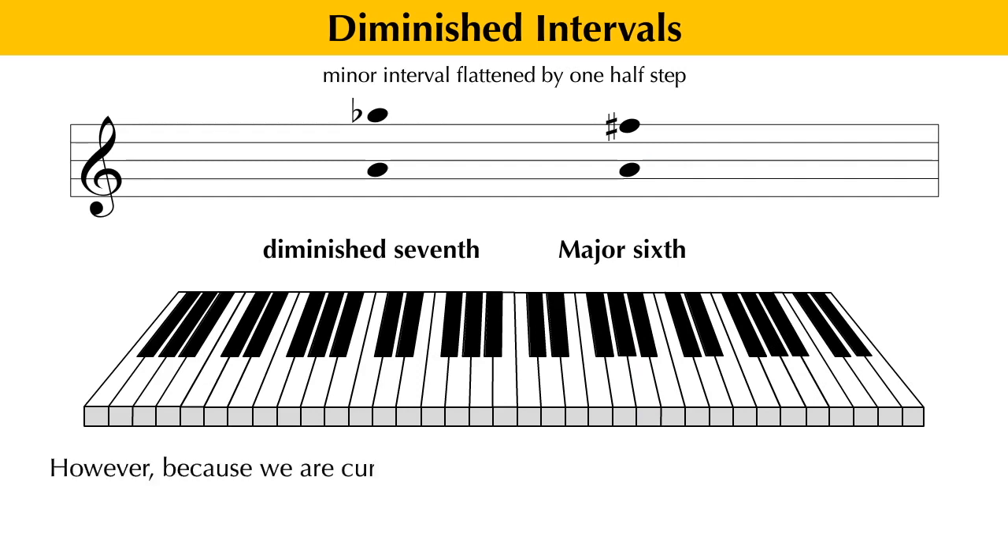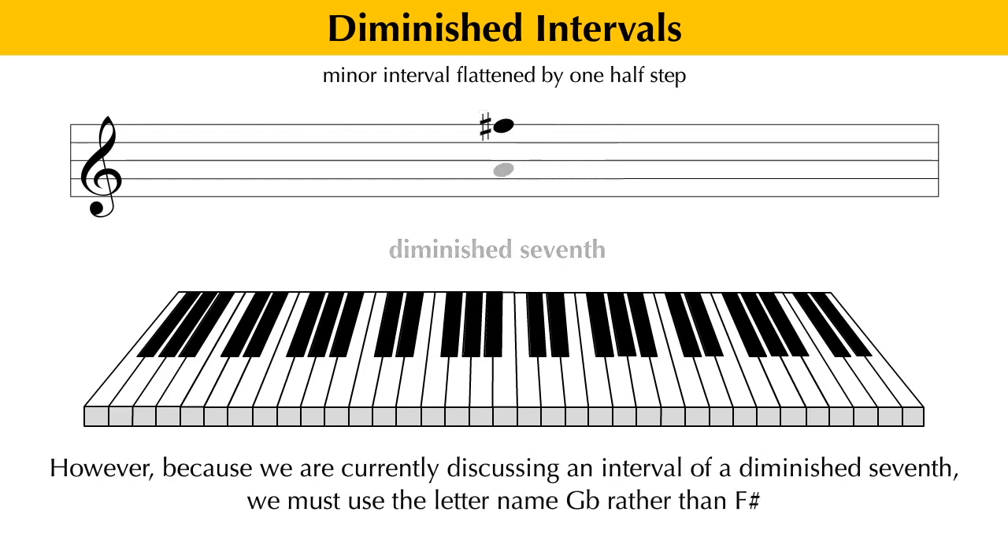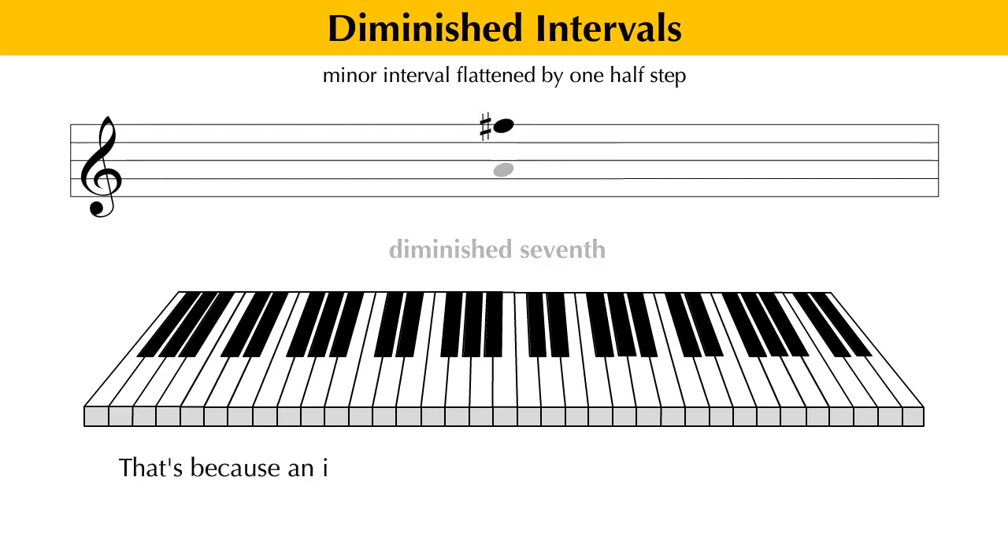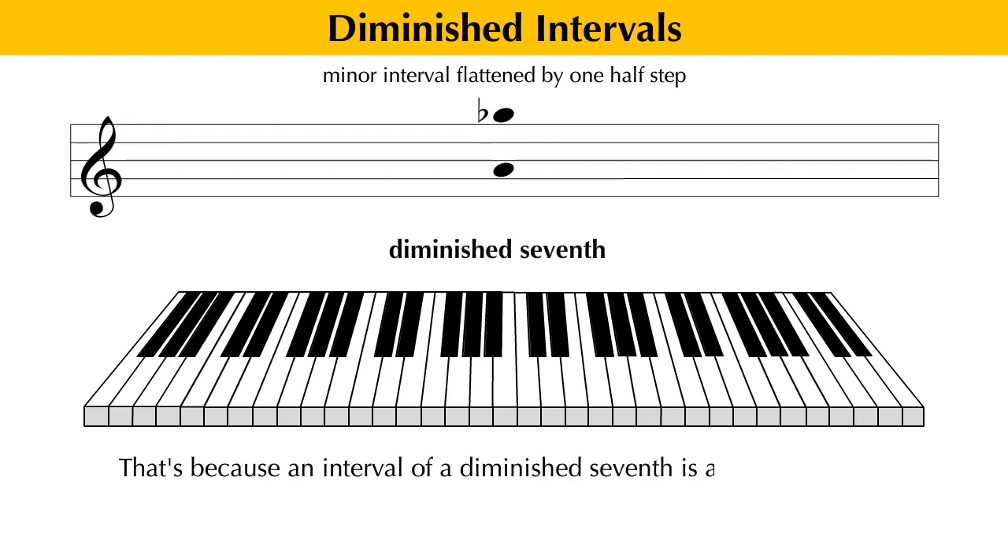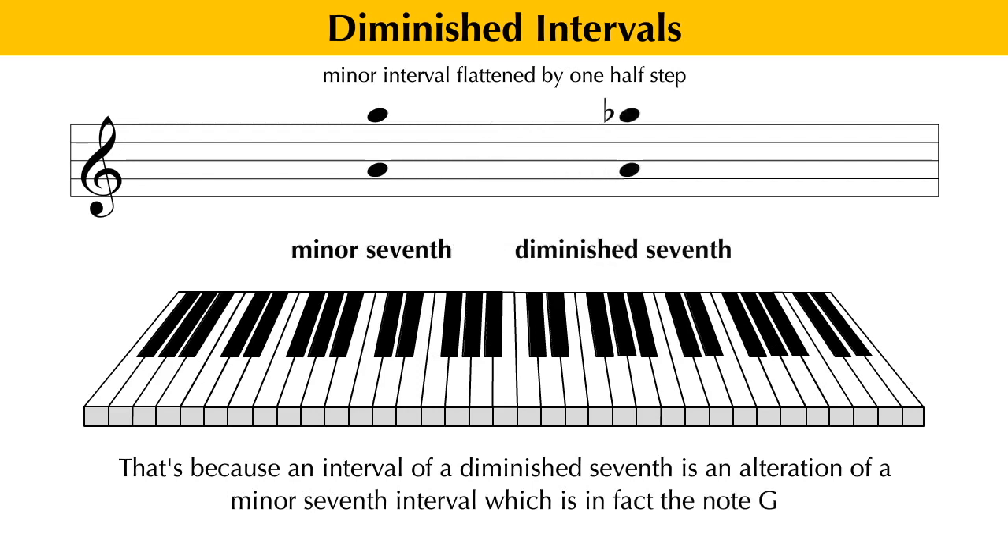However, because we are currently discussing an interval of a diminished seventh, we must use the letter name G flat rather than F sharp. That's because an interval of a diminished seventh is an alteration of a minor seventh interval, which is in fact the note G.